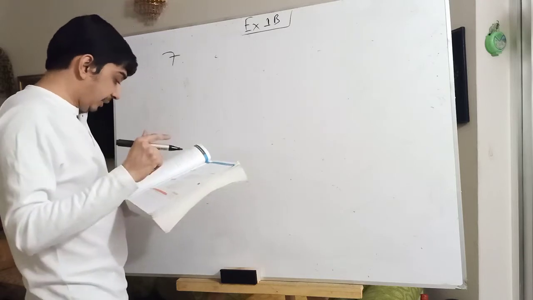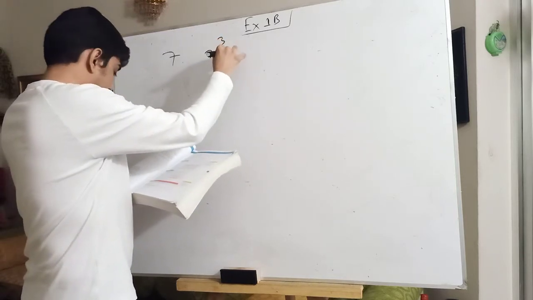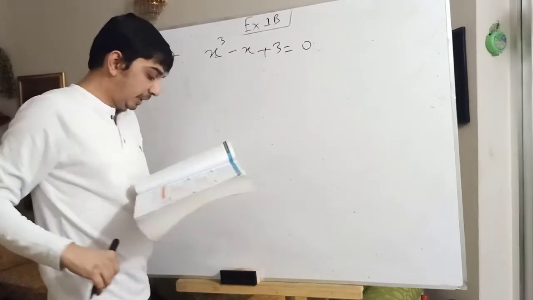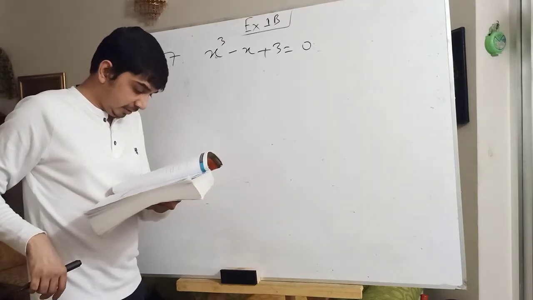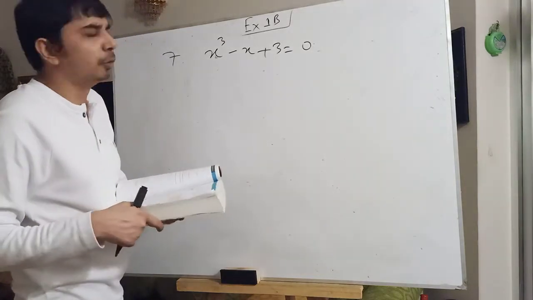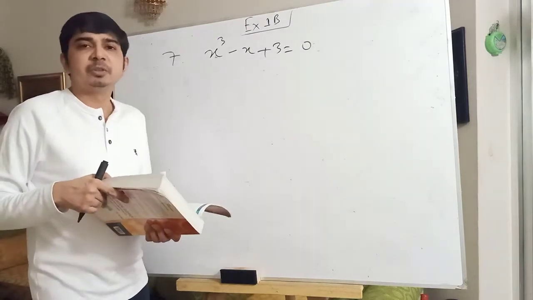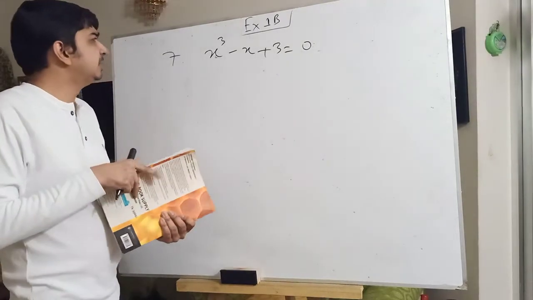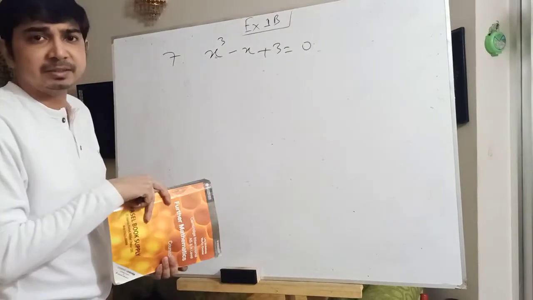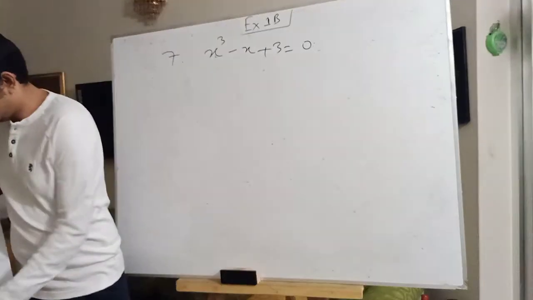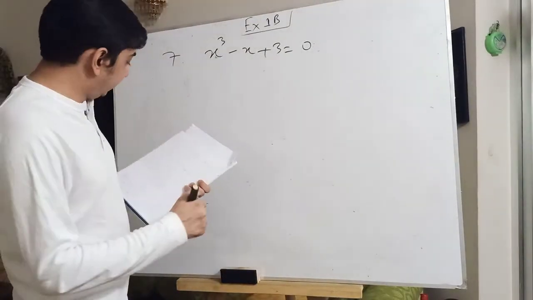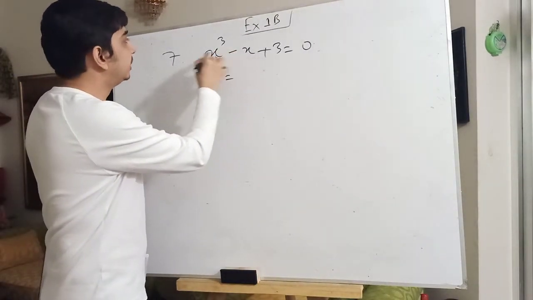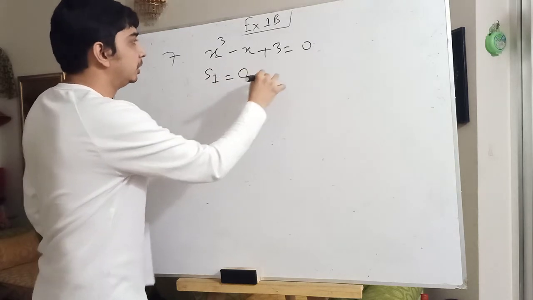So number 7, the equation given is x cube minus x plus 3 is equal to 0. The roots are alpha, beta and gamma. For 7a, they're asking you to find the value of S4. S4 will be alpha to the power 4 plus beta to the power 4 plus gamma to the power 4. It seems a bit difficult right now. So first let us find the things that we can find out. From here we can say the value of S1: the coefficient of x square is 0, so S1 will be minus 0 by 1, so it is 0.